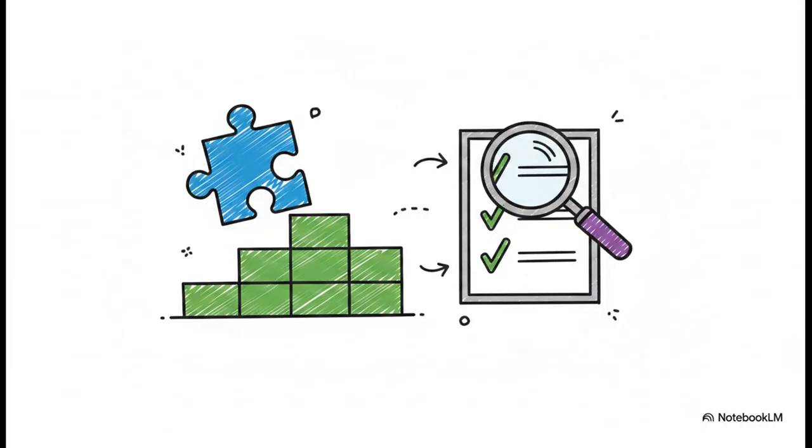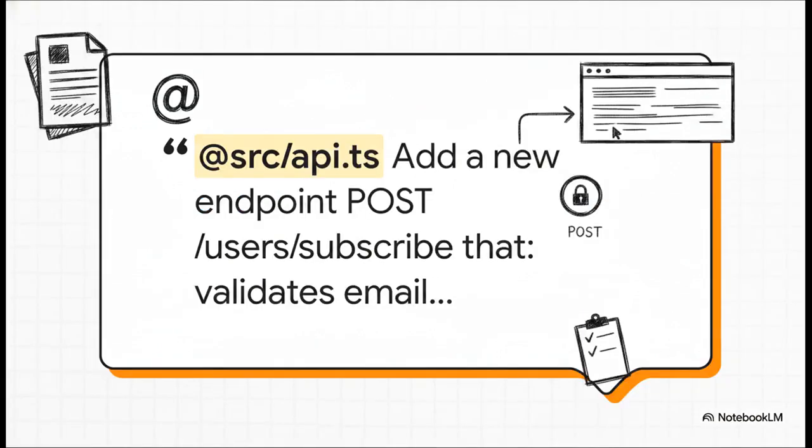Section 2. The one example, building an endpoint with tests. Let's move to a concrete example and see exactly how this builds out. Take a look at this developer's exact prompt for new TypeScript user subscription endpoint. Notice the absolute specificity here. They explicitly reference the target file with @source/api.ts. They define the HTTP method, the path, and the validation rules.